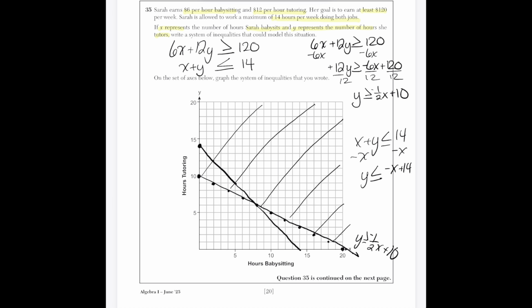Now, luckily with both of these, they're both solid lines because they didn't have dashes. They weren't like less than or greater than, they were less than or equal to. And I have my point of intersection right here at 1, 2, 3. So that would be 8, 6. Okay. And for this one, it's my y going down. So I'm going to pick a different color.